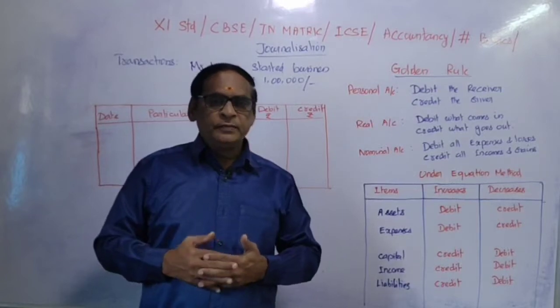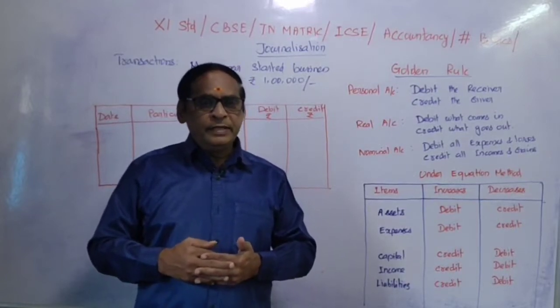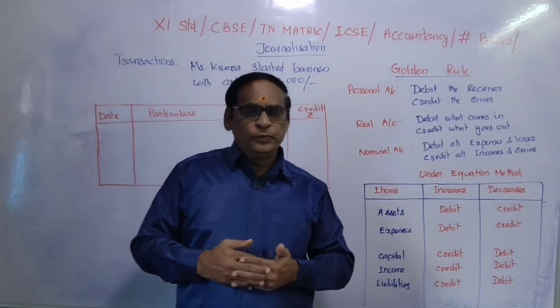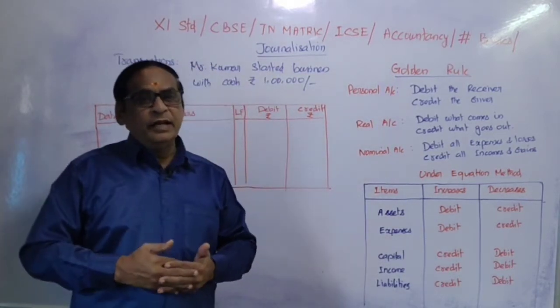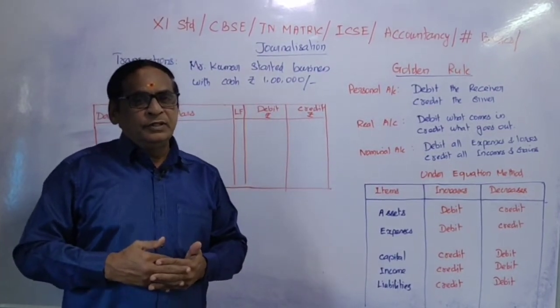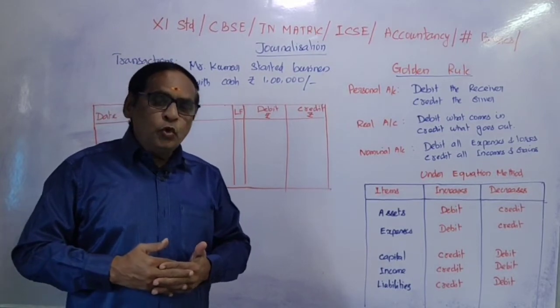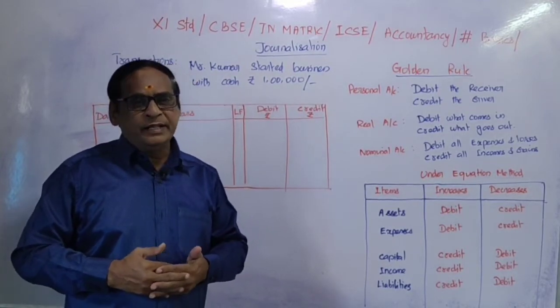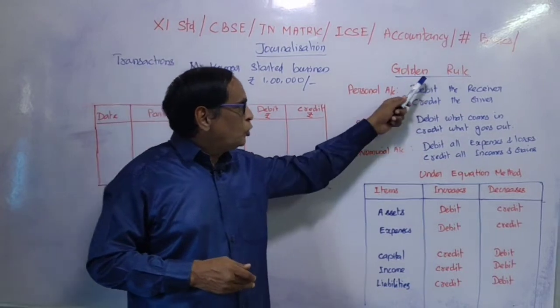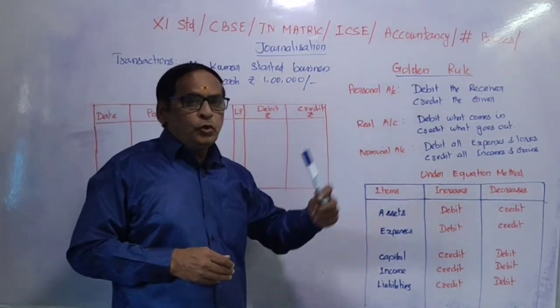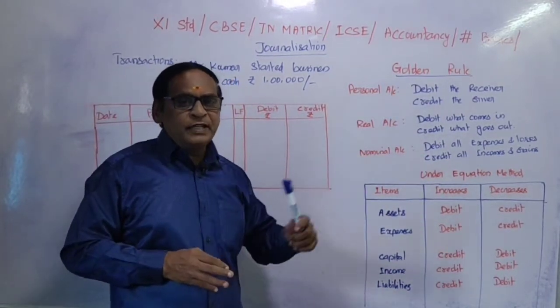My dear students, today let's see the basics of accountancy part 2. Journalization under double entry system. There are two methods for making journal entries. The first one is the golden rule. According to the golden rule, accounts are classified under three categories.